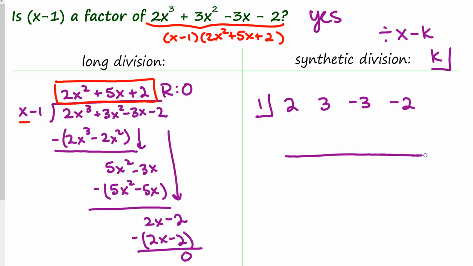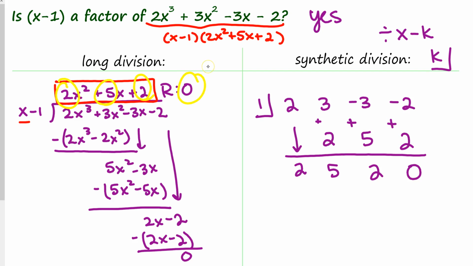Now we're going to leave a space, and we're going to drop the first number. That is like finding the first number in our quotient. Then we multiply 2 by the number in the box, and that gives us 2 when we write it in the next space. We add the column and we get 5. 5 is the next number in the quotient, if you look back at the long division. Okay, now we multiply that by the number in the box, that gives us 5. We write it down and add, and we get 2. So 2 is the next number in the quotient. Now we multiply that by the number in the box, we get 2. We write it down and add, and we get 0. And 0 was the remainder.